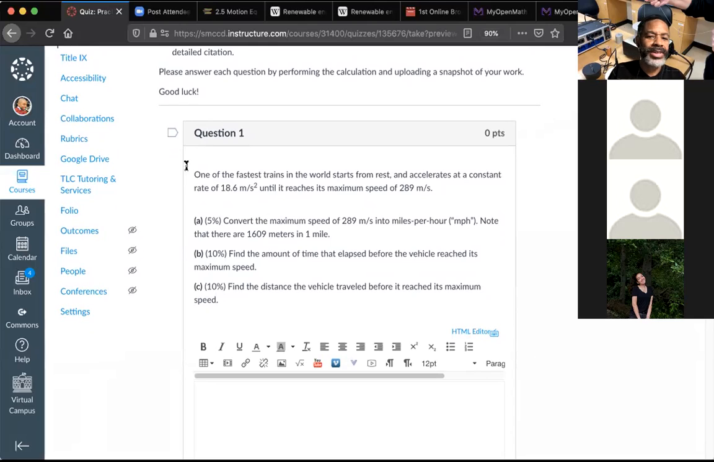All right, so the first one says, one of the fastest trains in the world starts from rest, accelerates at a constant rate of 18.6 meters per second squared until it reaches a maximum speed of 289 meters per second. So in part A, we're going to convert the units. We're going to convert the maximum speed of 289 meters per second into miles per hour. And in order to do that, we're going to assume that there are 1,609 meters in each mile.